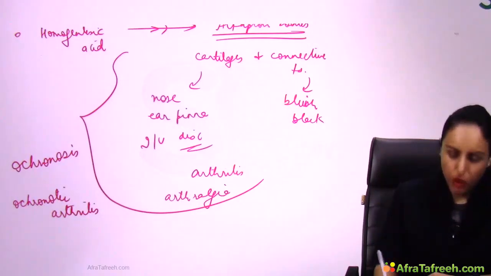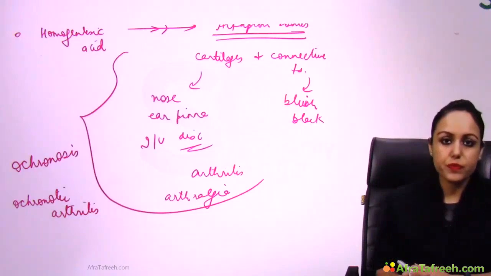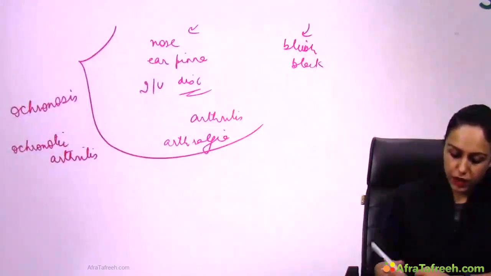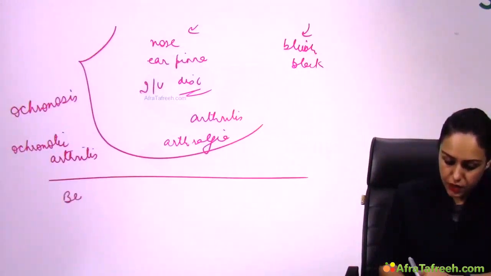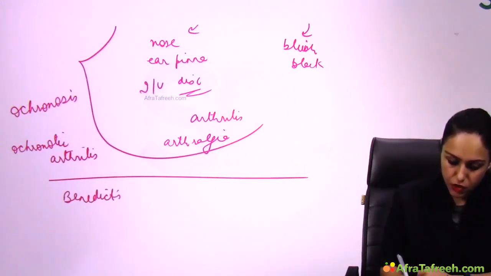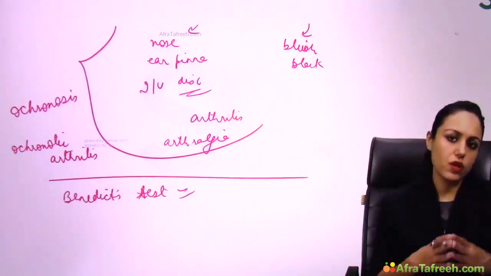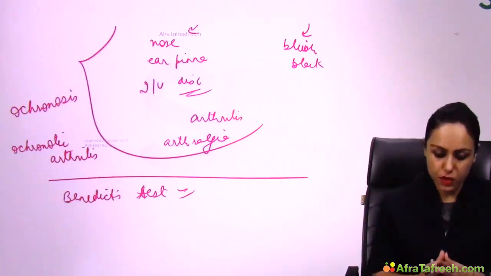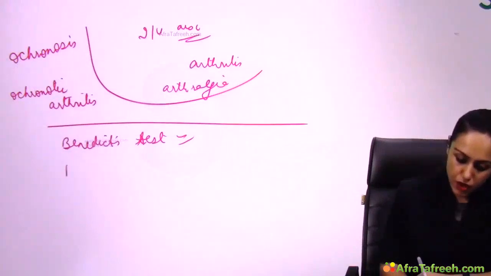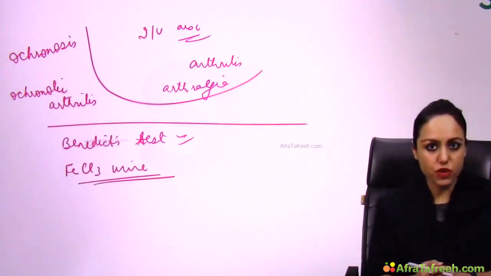and these patients have ochronotic arthralgia. One very important point here is that in the diagnosis, Benedict's test will be positive in these patients. You know, Benedict's test is for reducing substances. Homogentisic acid is also a reducing substance, so Benedict's test will be positive in these patients, and the diagnosis is done by the ferric chloride urine test, which is positive in these patients, right?